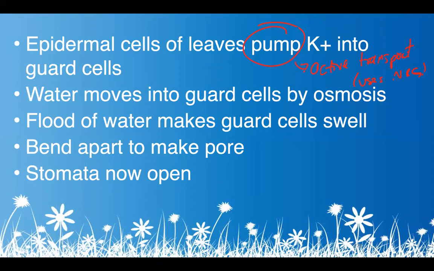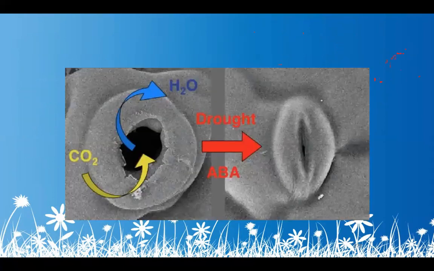Because potassium goes into the guard cells, that means that water is going to follow by osmosis. That flooding of water into the guard cells makes them swell and they bend apart to make a pore, which opens the stoma or stomata. So you can see here that the guard cells are swollen. That's why I said they look like a kidney bean.